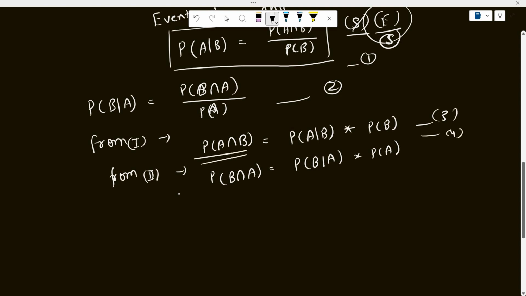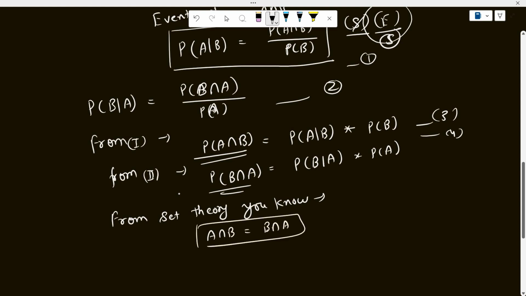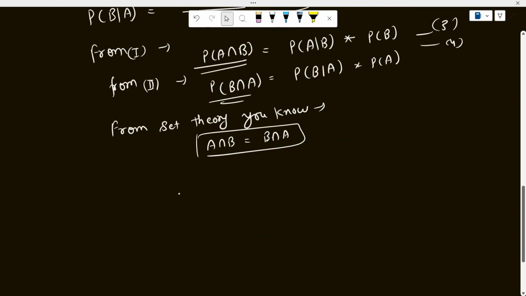Now you know from set theory that A intersection B is equal to B intersection A. It follows the commutative law, which means both 3 and 4 are the same. So P(A given B) into P(B) is equal to P(B given A) into P(A).